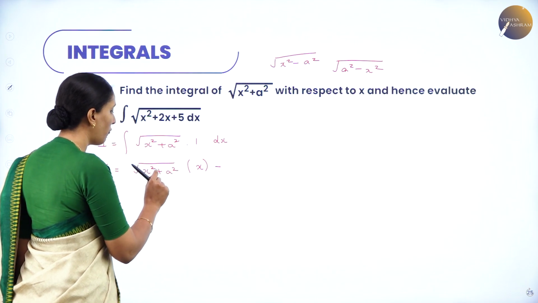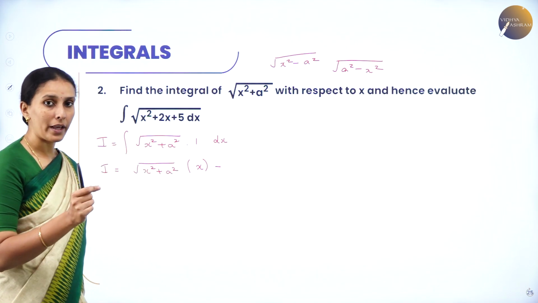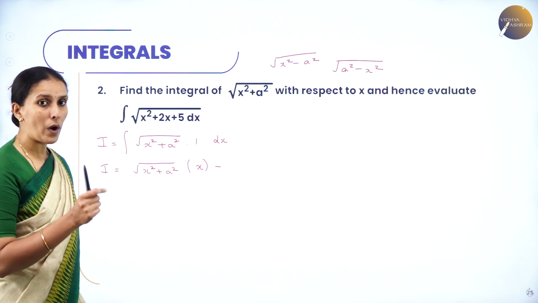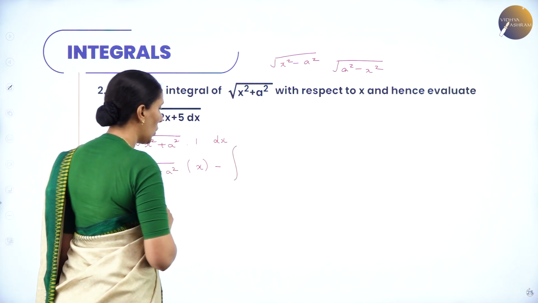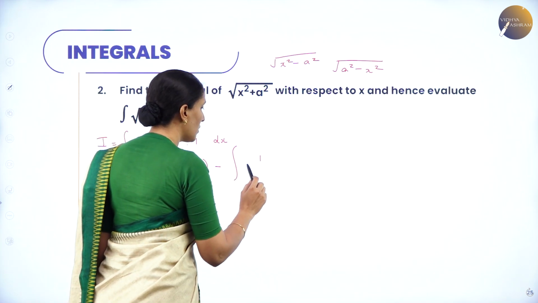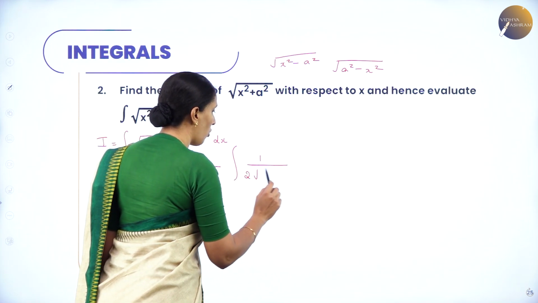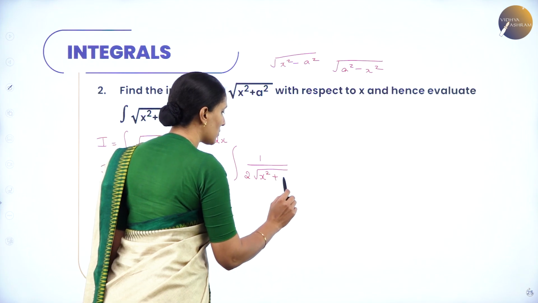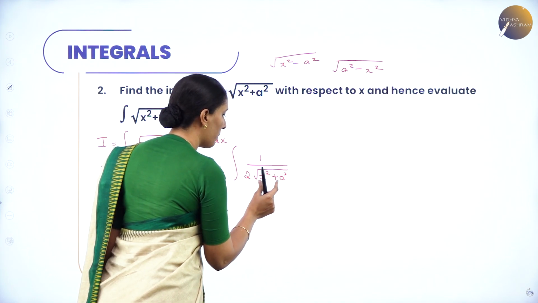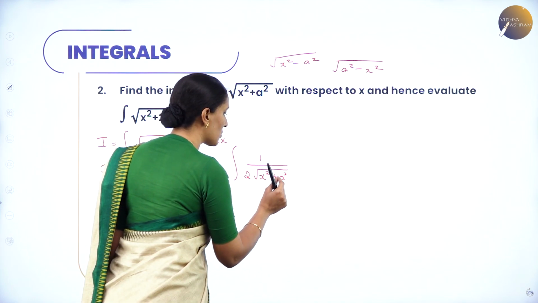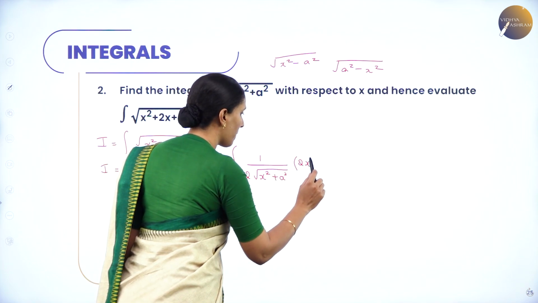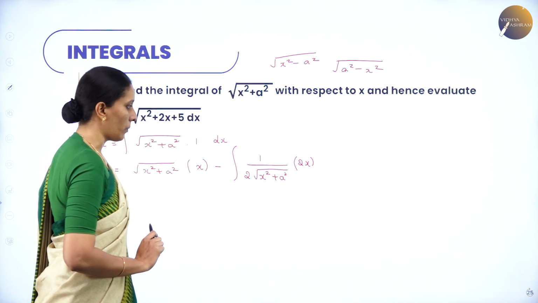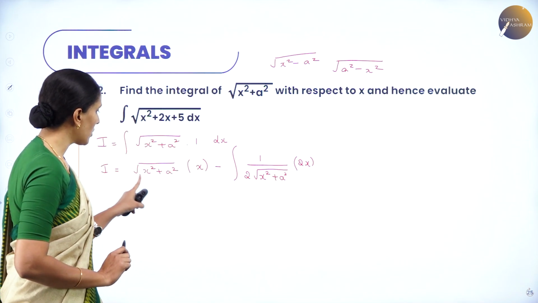This is in the form of root x. When we differentiate root x, the standard value is 1 divided by 2 root x. So the derivative of the whole integrand is 1 by 2 root of x square plus a square. Since it's a composite function, we need to differentiate x square plus a square again. So the derivative of x square is 2x and a square will be 0. Now the derivative of the first function is done.